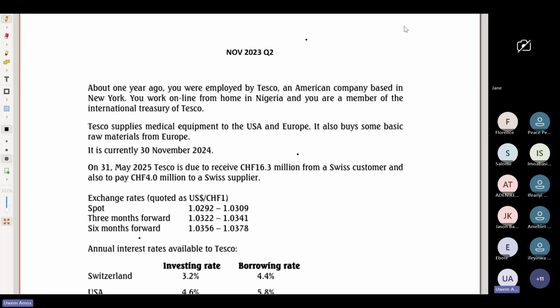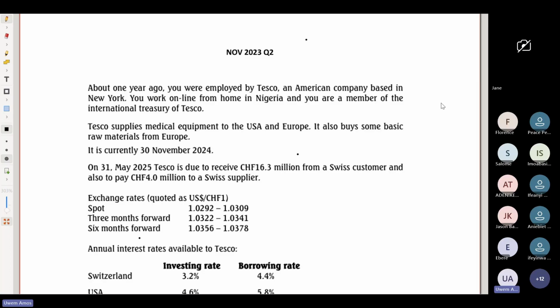It is currently 30th November 2024. On 31st May 2025, Tesco is due to receive 16.3 million CHF, which is Swiss franc really, from a Swiss customer, and also pay 4.0 million Swiss franc to a Swiss supplier. The exchange rates are quoted as USD divided by Swiss franc.